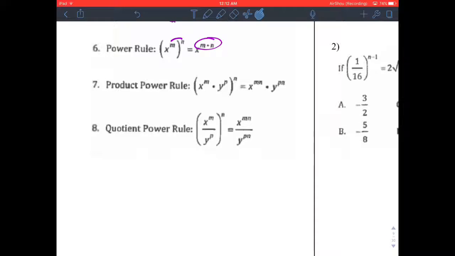The product power rule says that if you are multiplying two different things together, and that in turn is raised to an exponent, you multiply the exponent on the outside times each exponent on the inside. Quotient power rule is very similar. If you have a fraction raised to an exponent, you can apply the exponent to both the numerator and denominator.